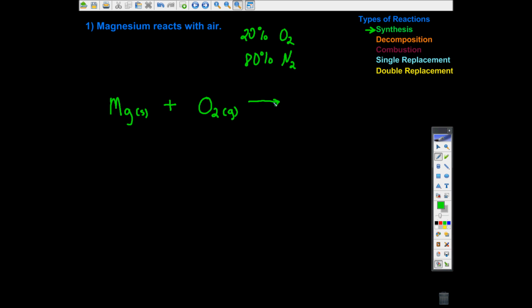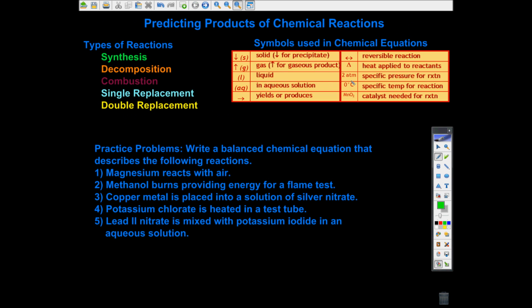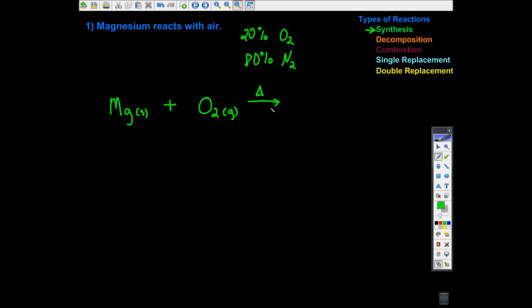Now in order to get this to happen rather quickly, in the laboratory you would take a piece of magnesium metal and simply hold it in the flame of a Bunsen burner, and it would immediately react with air. So that flame is providing energy for this reaction to occur, which means I have to put this triangle sign above my arrow. Now if you go back to the other slide, you can see that this triangle means that heat is applied to the reactants, and that's what's providing the energy for your reaction to occur rapidly. So when that happens, you're going to get magnesium oxide.